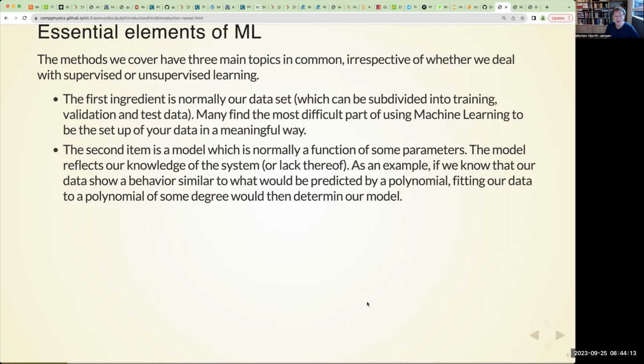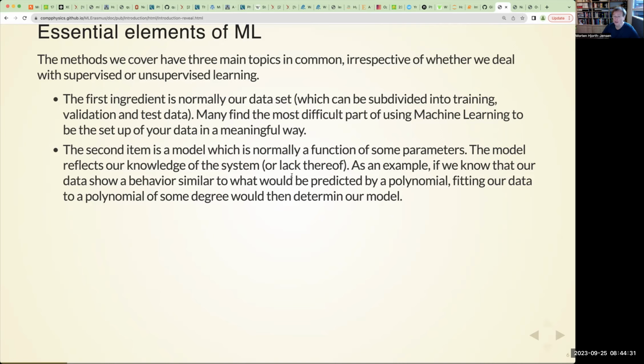Then the second item is the model which you are going to make of the function. The model reflects your knowledge of the system. And we are going to switch pretty soon to the whiteboard here.